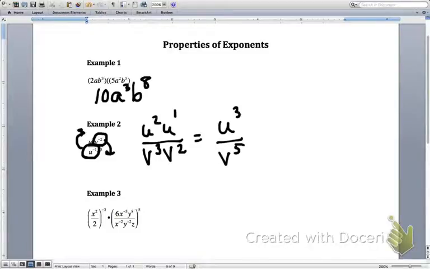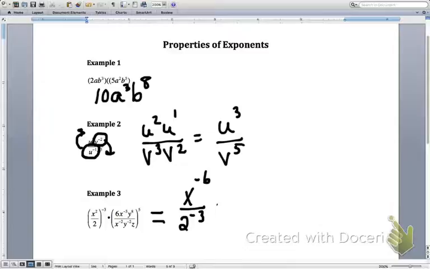Example 3. We now have two expressions we're going to multiply together. The easiest way to do this is to simplify each expression individually and then multiply them together to have one fraction. There's multiple ways you could do this, but that is how I'm going to show you today. So when we have a power to a power, x squared raised to the negative third, you multiply. So for your first fraction, that becomes x to the negative 6th over 2 to the negative third.